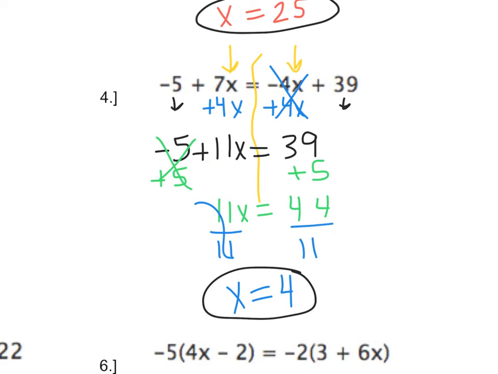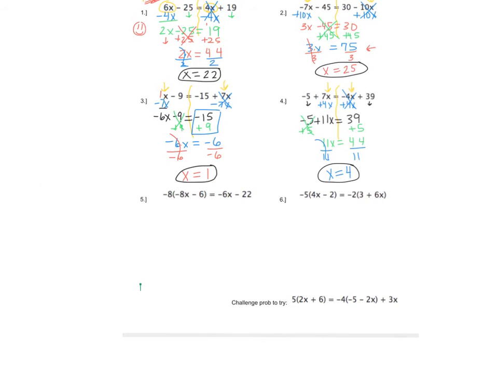Step by step, notice I show all of my steps. I don't try to skip anything. I go step by step. Okay, the next two examples use the distributive property.